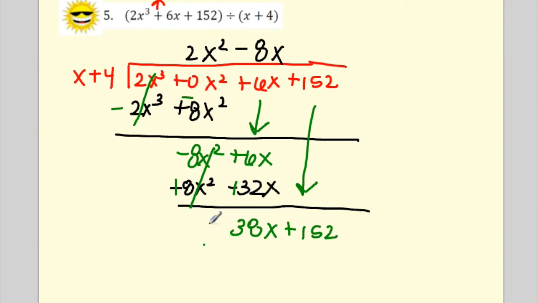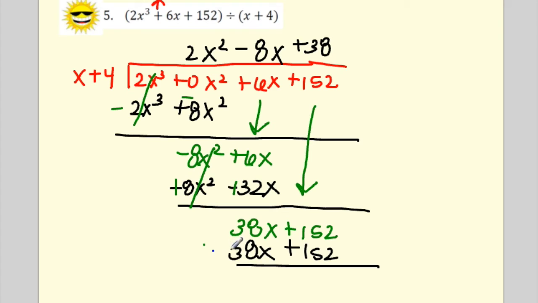Now I have x times what gives you 38x? Well, x times 38, so plus 38. So this gives me 38x. 38 times 4 gives me 152. Then we go ahead, remember we always subtract. These will cancel, and I'm left with 0, so there is no remainder. So my answer for this one is 2x squared minus 8x plus 38.